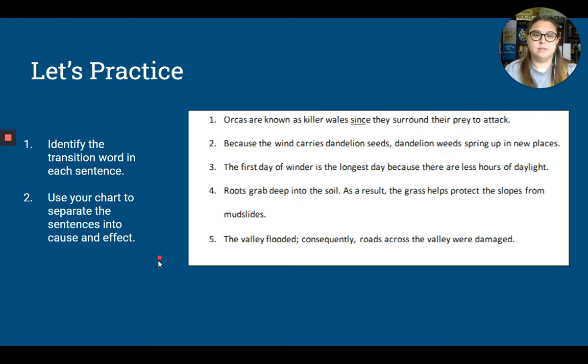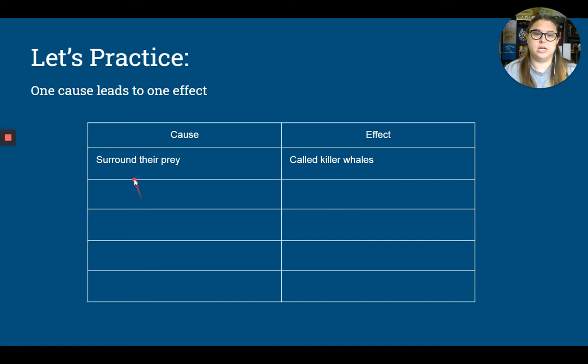So that means when I come back to my chart here, I'm going to write surround their prey as cause because it makes the second thing happen. It makes the effect happen. We would not call them killer whales if they did not surround their prey. So we are going to say that's the cause and that's the effect.